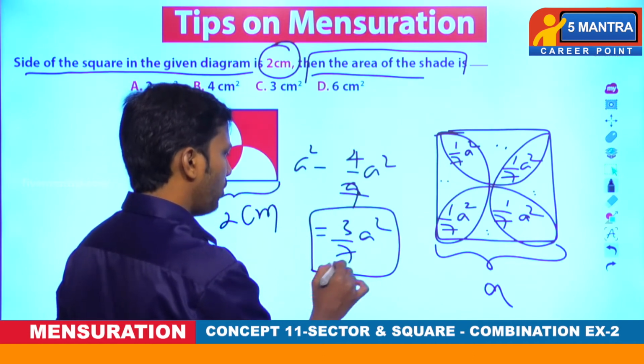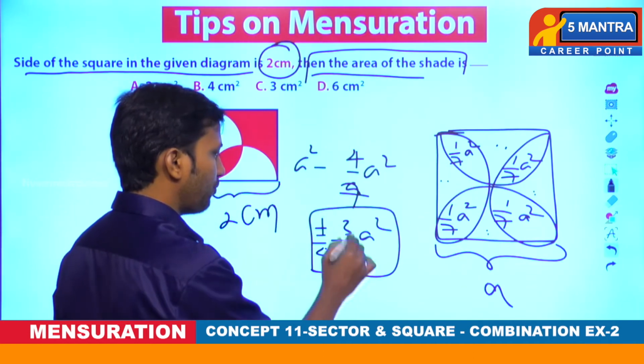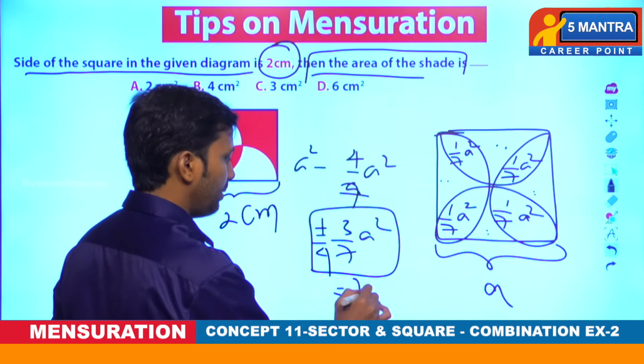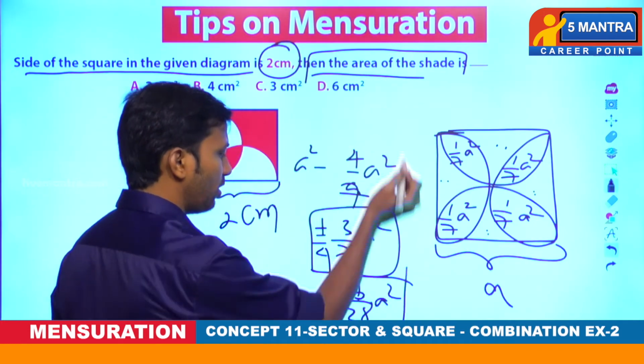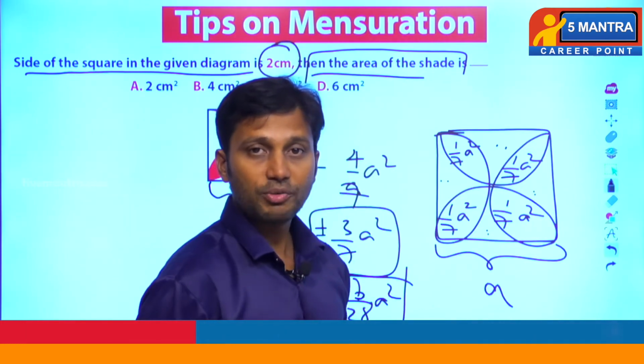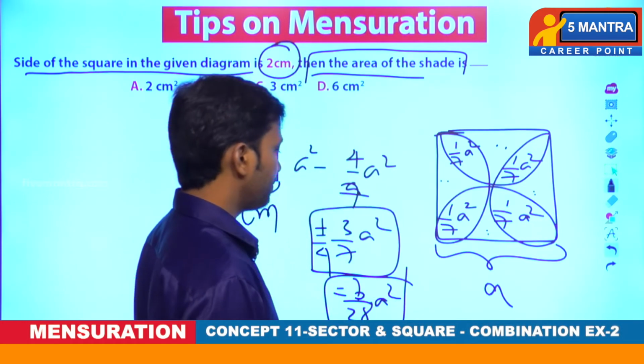So now what is each gap value? 1 by 4 times of this. 1 by 4 means what? 3 by 28 a square. Is that right or not? 3 by 28 a square.